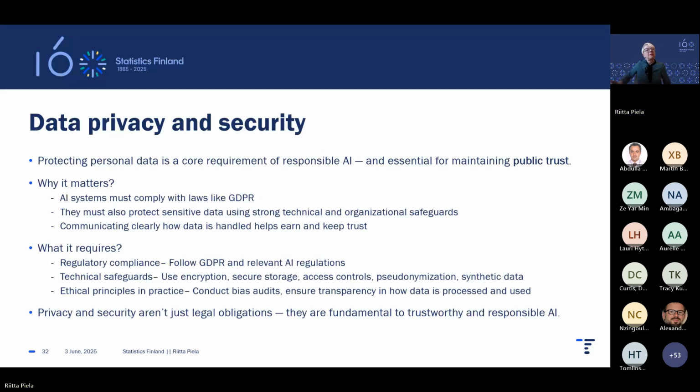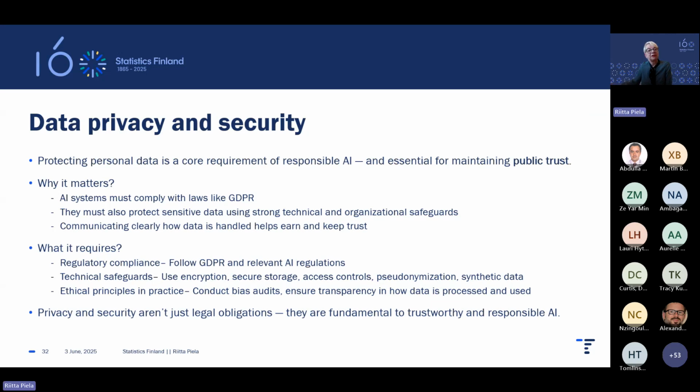One of the perhaps well-known principles is data privacy and data security, and that's really protecting personal data. For statistical offices, it's quite an important thing, and it's also essential for maintaining public trust. AI systems must comply with laws like GDPR, but they also must protect sensitive data using strong technical and organizational safeguards. Communicating clearly how data is handled helps earn and keep that public trust.